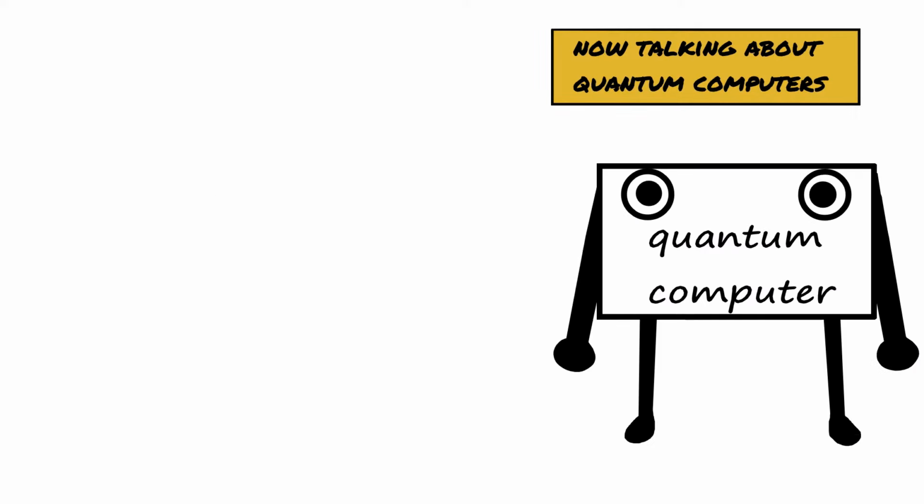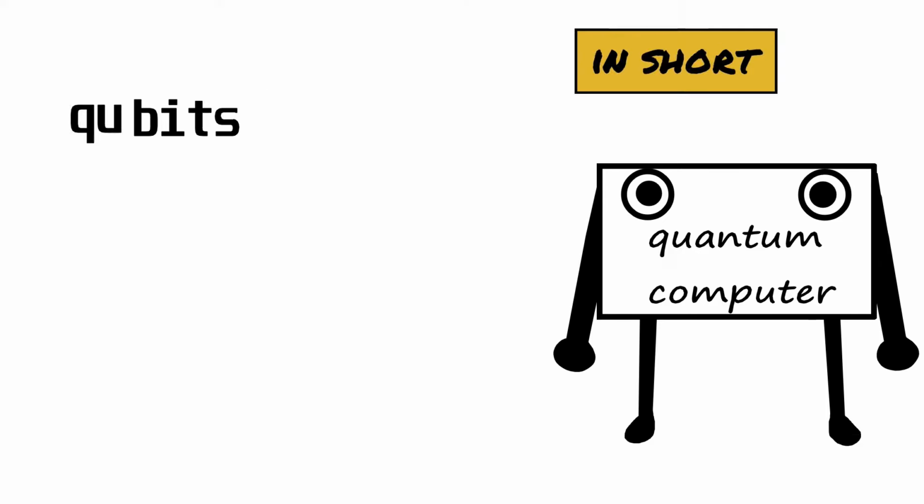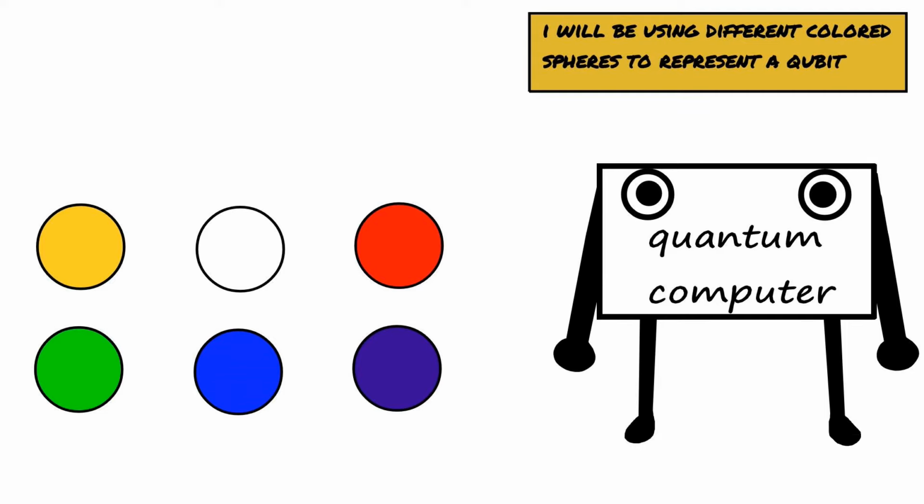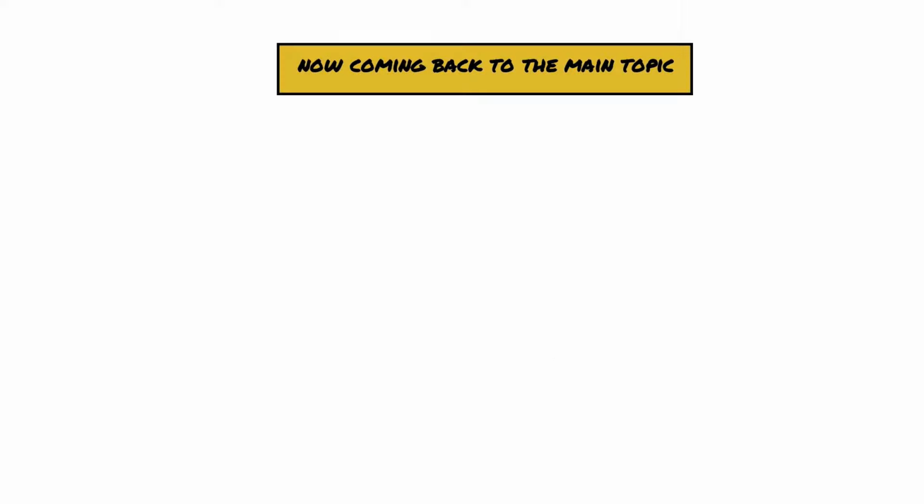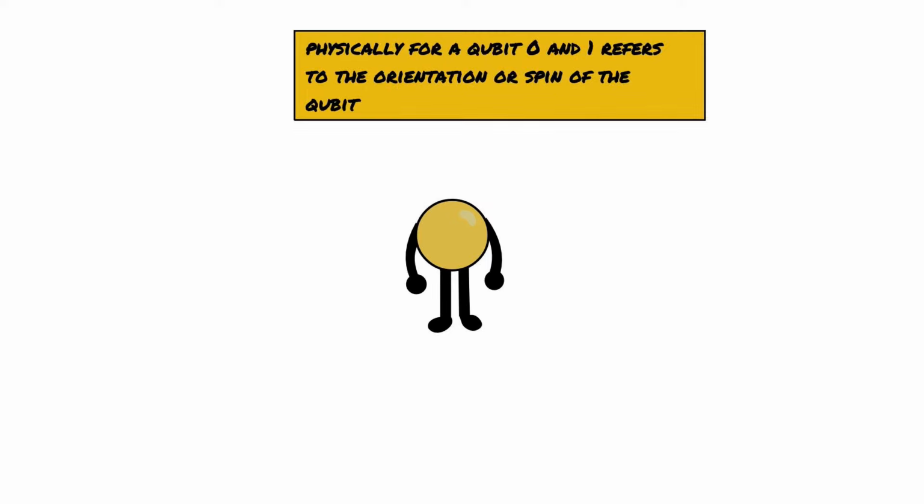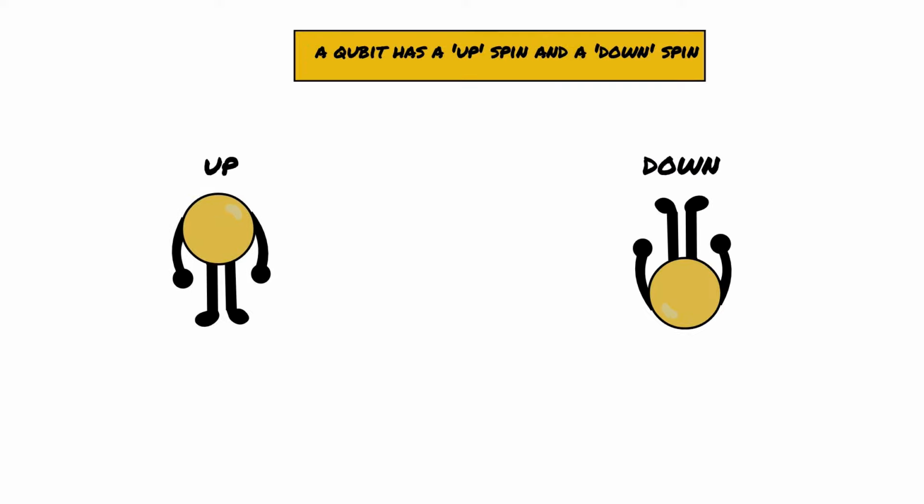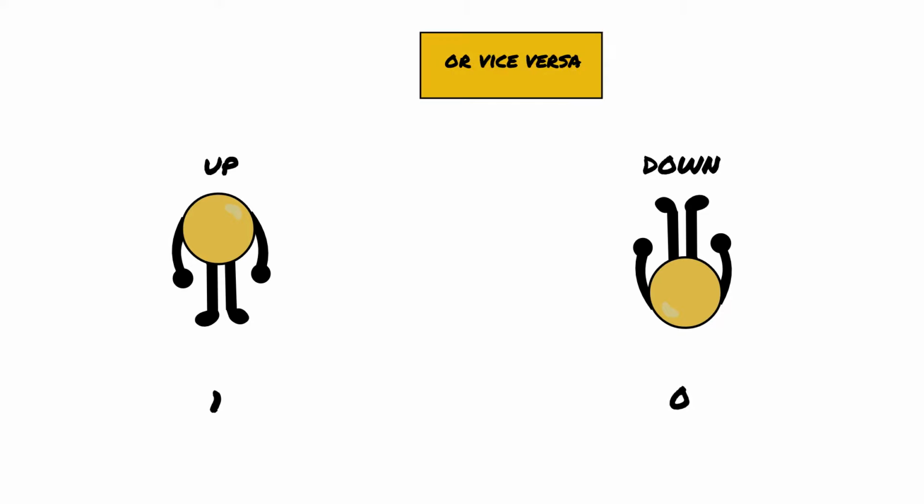Now talking about quantum computers. Quantum computers compute information in the form of quantum bits, in short qubits. Because it's an animated video, I will be using different colored spheres to represent a qubit. But mostly for representing the character of a qubit I will use the yellow colored sphere. Now coming back to the main topic, the notation 0 and 1 is also used for representing the state of a qubit. Physically, for a qubit, 0 and 1 refer to the orientation or spin of the qubit. A qubit has an up and down spin. If up is chosen as 0, then down is chosen as 1, or vice versa.